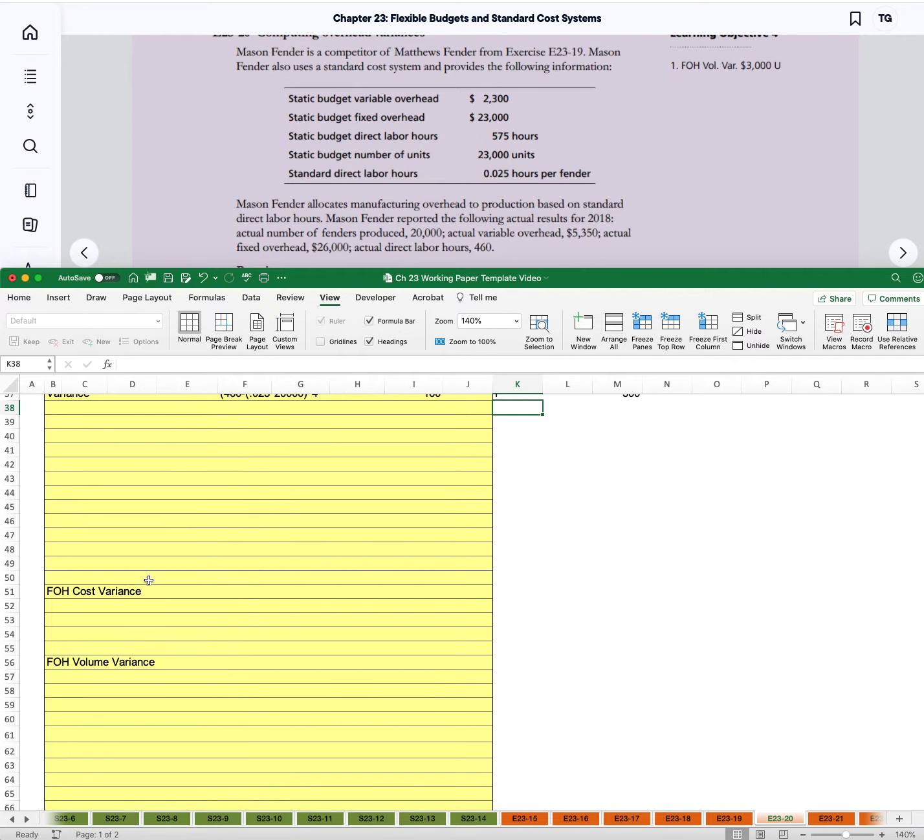Then down here we can do our fixed overhead cost variance: actual fixed overhead minus budgeted fixed overhead. When we come down, we can just pull this information. Actual fixed overhead, 26,000, minus budgeted fixed overhead of 23,000. We could do the formula, but we know that is a $3,000 difference. Now, is it favorable or unfavorable? We actually spent $3,000 more than we had budgeted, so that would be unfavorable because we spent more money than we should have.